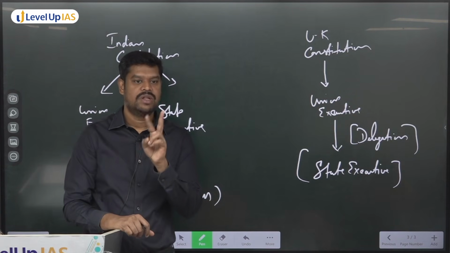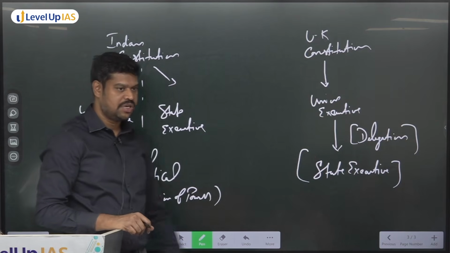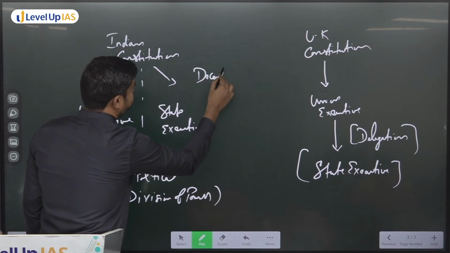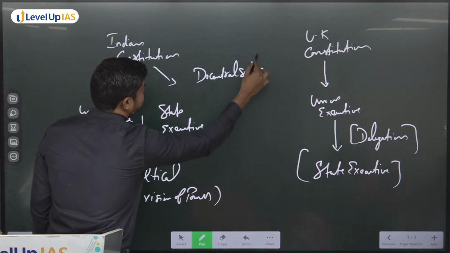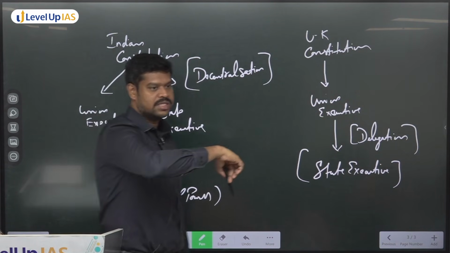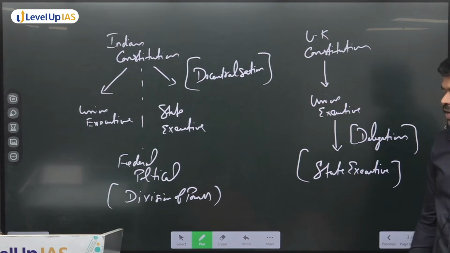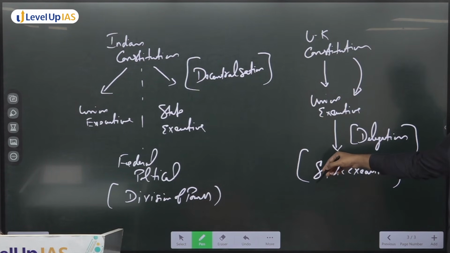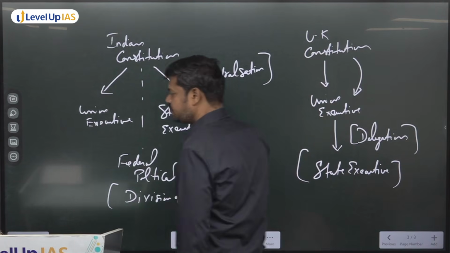There is a difference between the word delegation and decentralization. While this is what is called delegation, this is what is called decentralization. Wherever there is a federal political system, what they follow is decentralization. Wherever there is a unitary political system, they follow what is called delegation. Now, delegation means all the authority is conferred only upon the union executive, and further the union executive, if they want, can delegate the power to the subnational authorities, that is the further executives.